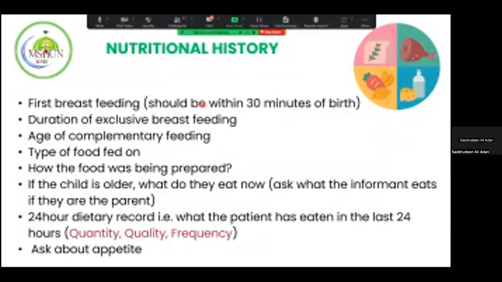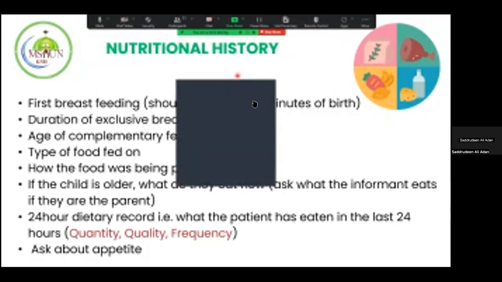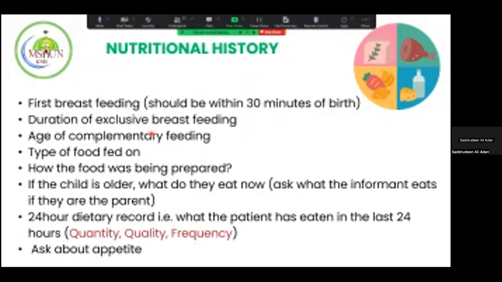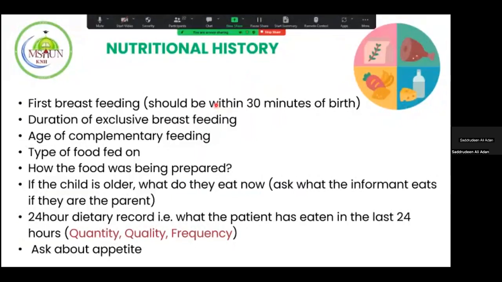should be within 30 minutes. And the duration of exclusive breastfeeding, how long do you think a baby should be breastfed only breast milk and nothing else? Not water, not food? Kausar, how long do you think? 6 months. Yeah, 6 months. Correct. So 6 months, it will not even be giving any water, not even a sip of water. The breast milk can cover all the nutritional needs for the baby for the first 6 months.